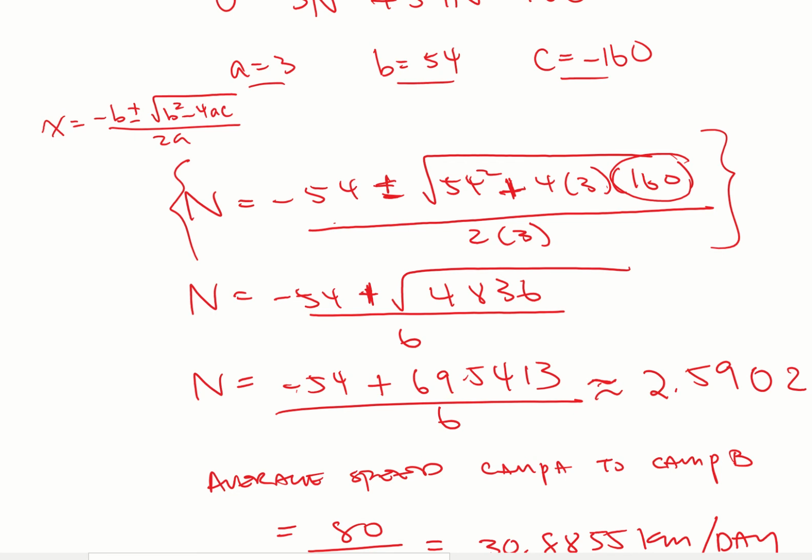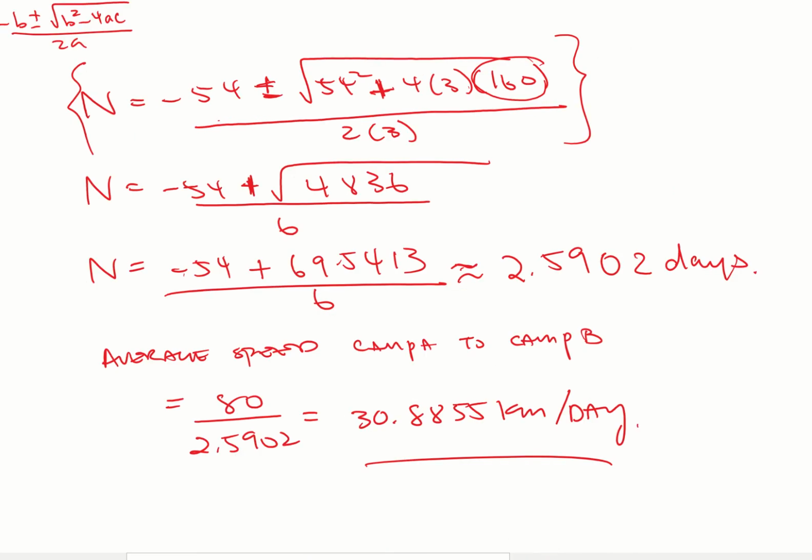So I did all this work, plug in the formula, and I get 2.5902 days. So your average speed would then just be 80 divided by 2.5902. That gives me about 30.88, close to 31 kilometers per day. So that would be my average speed.